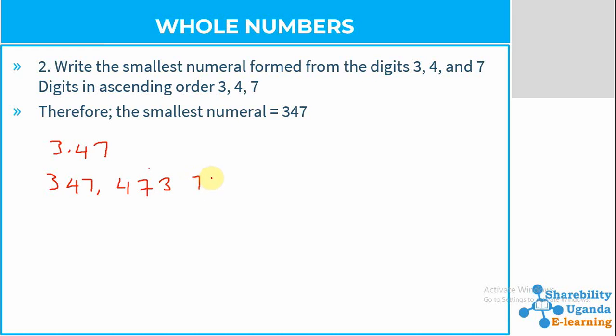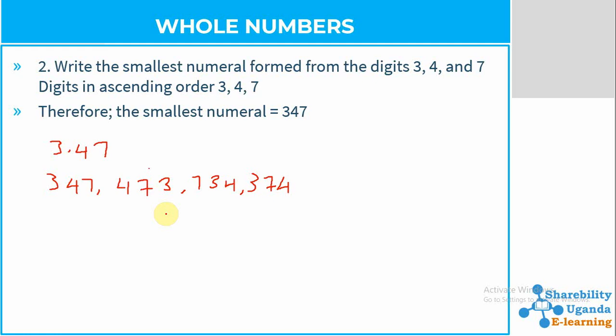Then 3, 4. That is also another digit. Then you can also have our 3, 7. And then we have our 3, 7, 4. So these are numerals that we have been able to form. So far we have formed 4, but they can be more than that.